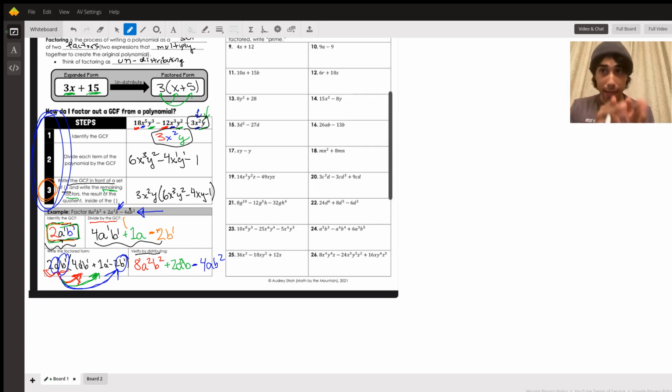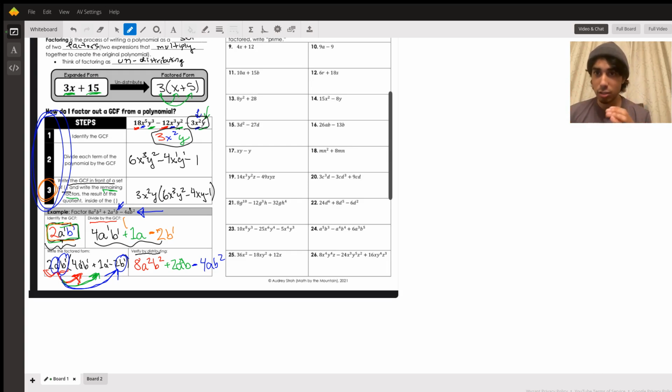Again, that's what we were doing back at the beginning of the video. So if you want more practice with that, go back to the beginning. Look at the first half of the notes, get good at that, super important. And then divide each term of the polynomial by the greatest common factor, right? The polynomial is the big thing that you start with, right? And then you're just going to set it up in the factors, right? The greatest common factor goes in front, and then everything else, the stuff you get once you do the division, goes inside the parentheses.